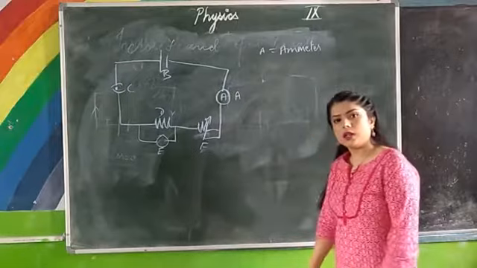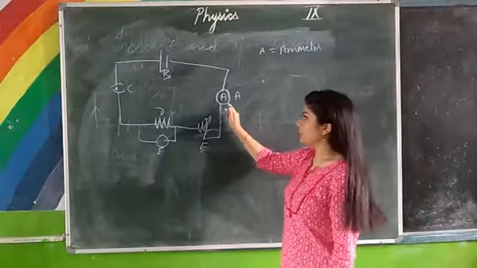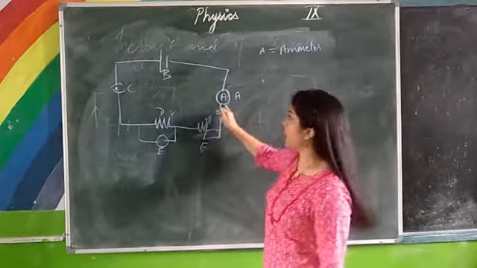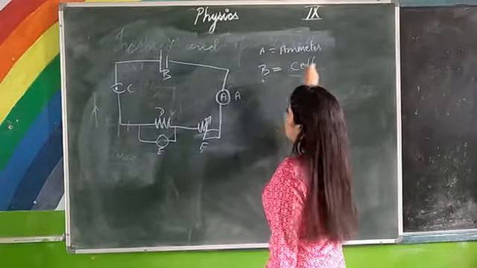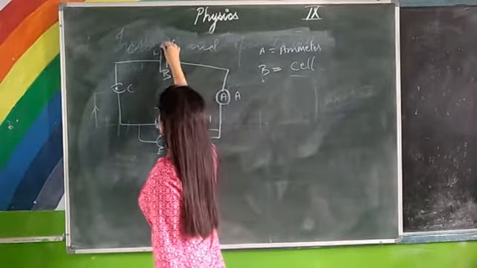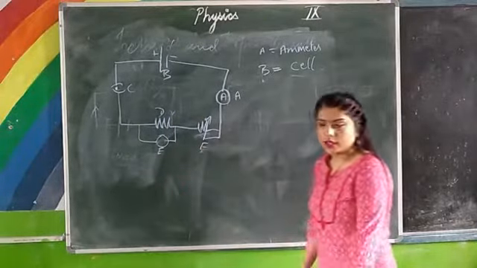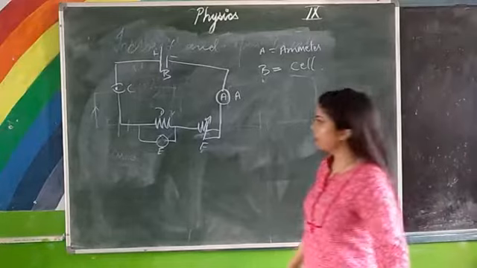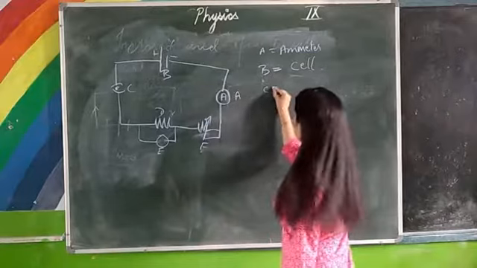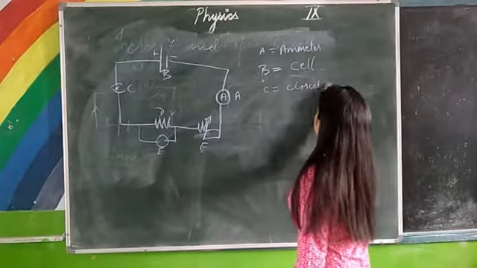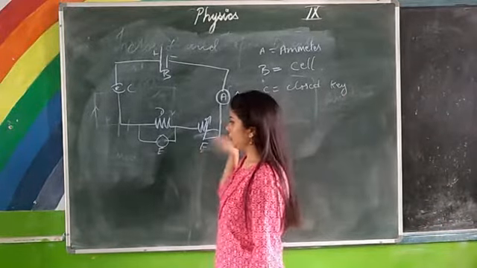This is an ammeter and it measures the current. I'll not write the function, just note it down again. It measures the current which is there in the circuit. For B, B is a cell or a battery. The side which is quite long is positive, the shorter one is negative. C is a bracket kind of a thing with a dot inside. So C is a closed key. The closed key means the circuit is closed, so current will be able to flow.